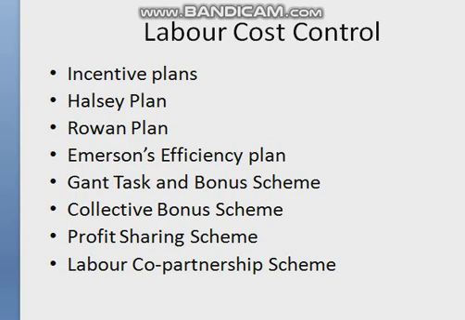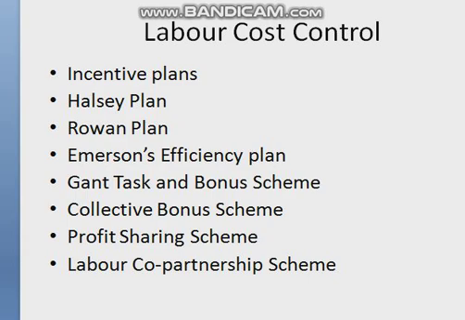Now suppose his actual output is 100 units, that is, the standard production is 100 units. Then he will be paid time wages as well as a bonus of 20%. So in this way, for 100 units the daily wages will be 160, and then a bonus of 20%, that is 32. So total wages will amount to 160 plus 32, that is 192 rupees. So this was the Emerson efficiency plan.